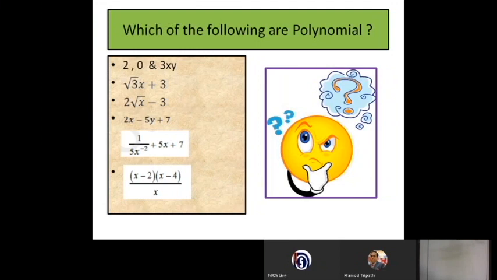So there are some problems here. Now we have to find which of the following are polynomial. In the first one, there are three parts here: 2, 0, and 3xy. Now we have to find whether all these are polynomials, or 2 is the only polynomial, 0 is not a polynomial, 3xy, and whatever will be the answer here. Now you have to think about this. Then after that, we will discuss each and every question here.